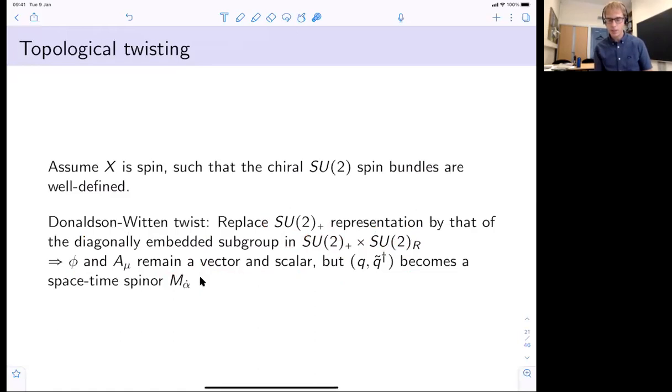So if you take the diagonal subgroup and make that the SU2 plus, then they become a spacetime spinor M with an alpha dot. So if we do the Donaldson-Witten twist, we get spinors on the four-manifold, but this is problematic because spinors are not well defined on non-spin four-manifolds.